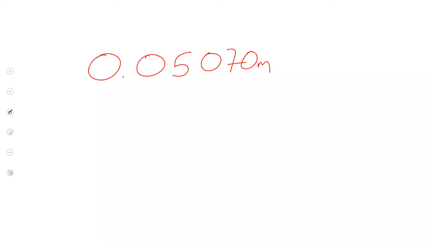Correct. So leading zeros are anything that's to the left of your first non-zero number. So it can be in front of the decimal point or behind the decimal point, but if it's to the left of your first non-zero number, your first measured number, then it doesn't count as a sig fig. So not a sig fig, not a sig fig. If it's a non-zero number, it's always a sig fig. So zeros are the only place where we run into issues with sig figs. Anything non-zero is always a sig fig.